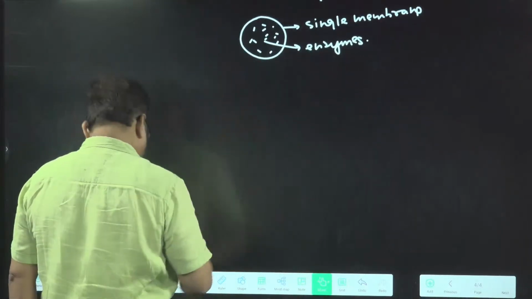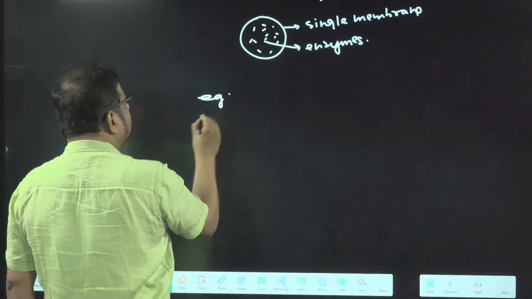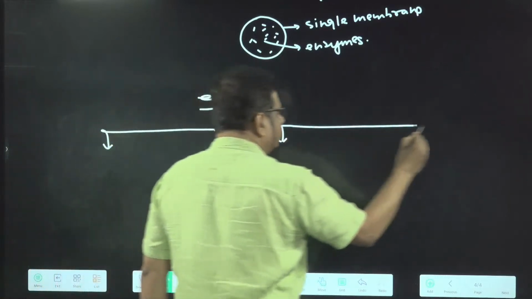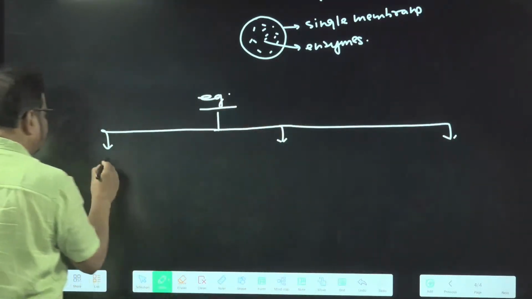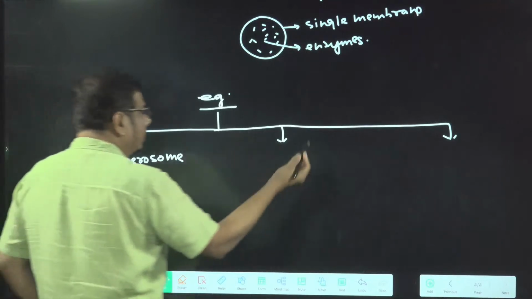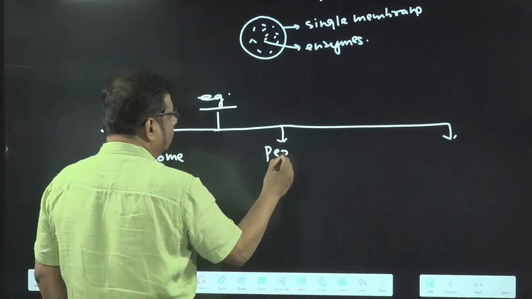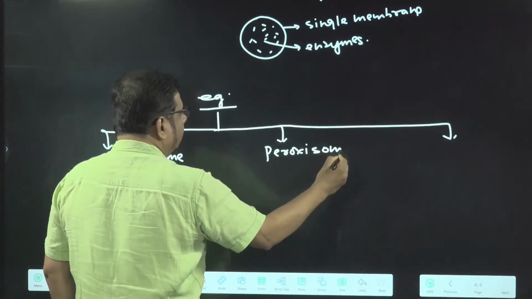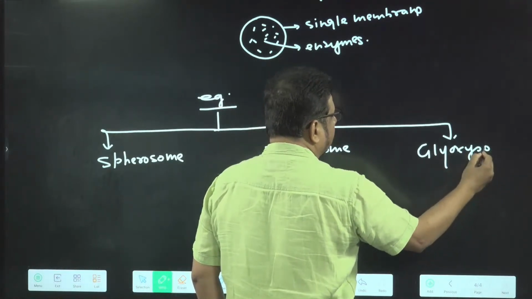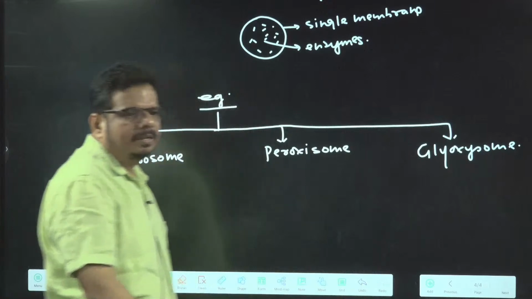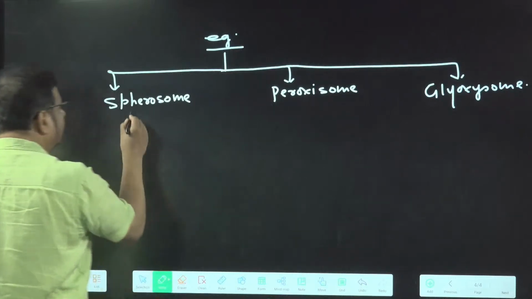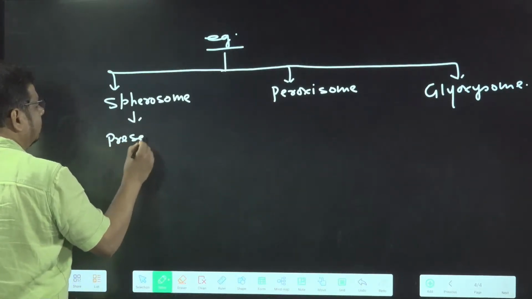So, examples of microbody I am just writing. 3 examples of microbody we are going to discuss. One example I am writing here is spherosome. Another very common and popular, you know about it, peroxisome. And the third one I am writing is glyoxysome. So these are the examples of which one? Microbodies. Got the idea?